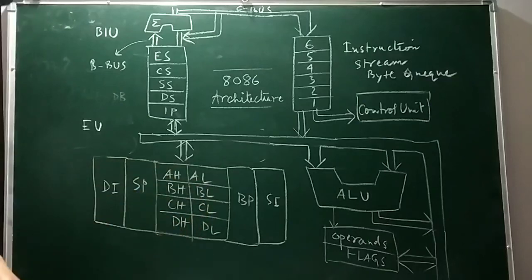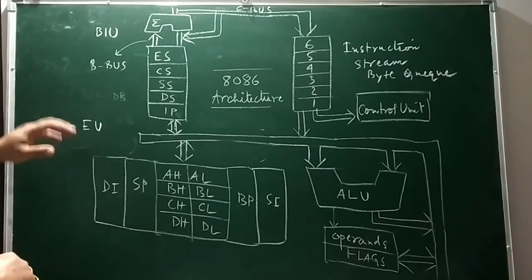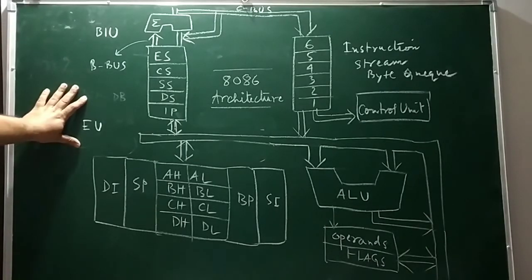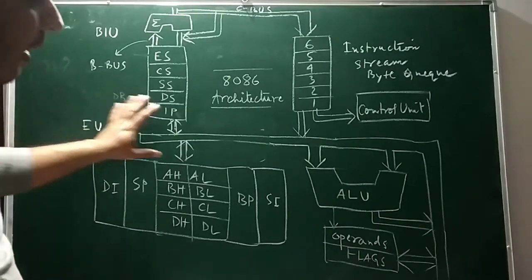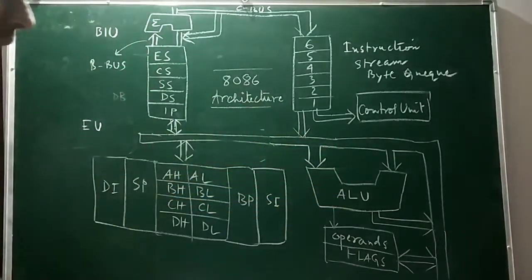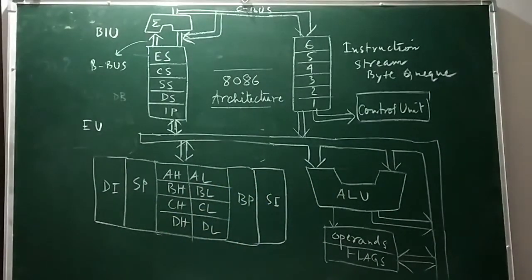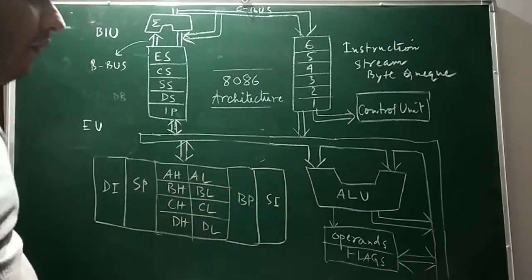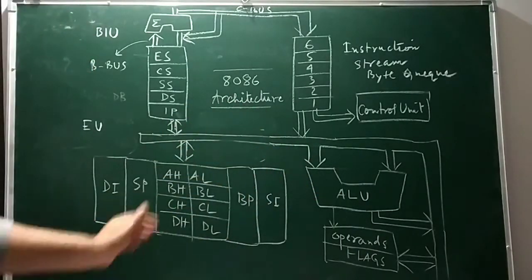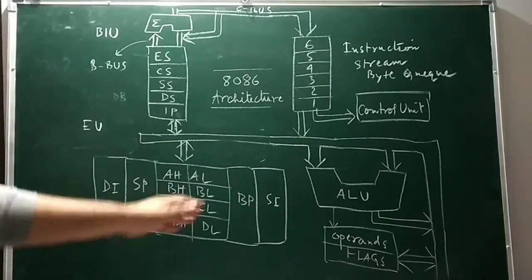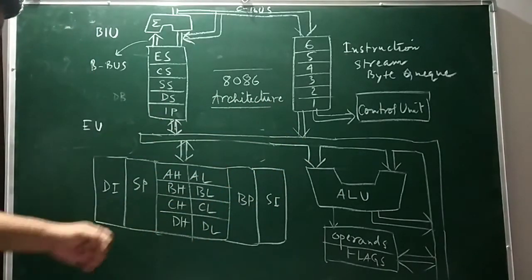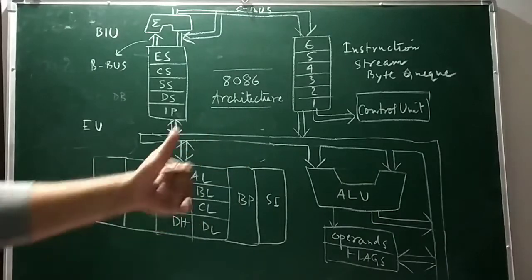translates instructions fetched from the memory into a series of actions. This execution unit has a 16-bit arithmetic and logical unit, ALU. It has a 16-bit ALU which can add, subtract, do AND operation, OR operation, XOR operation, increment, decrement, and complement or shift binary numbers.